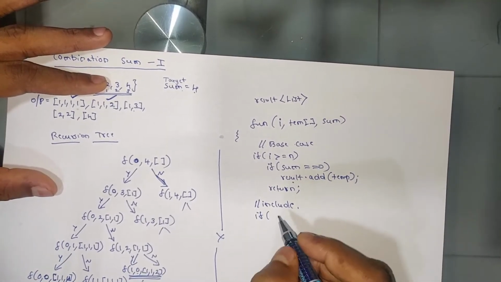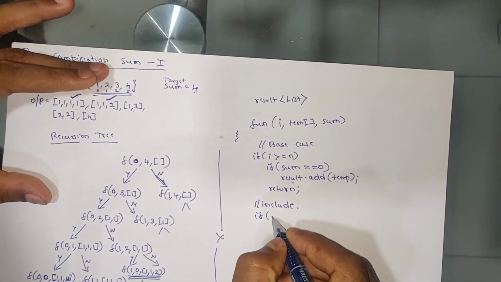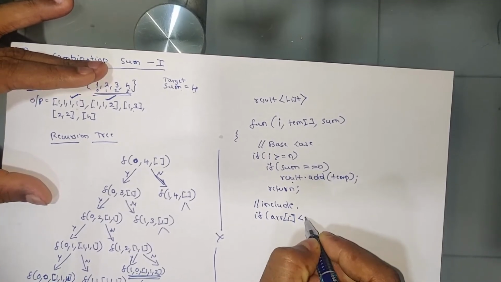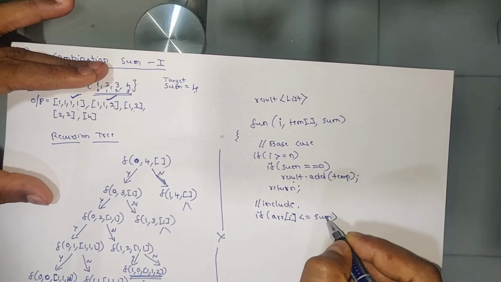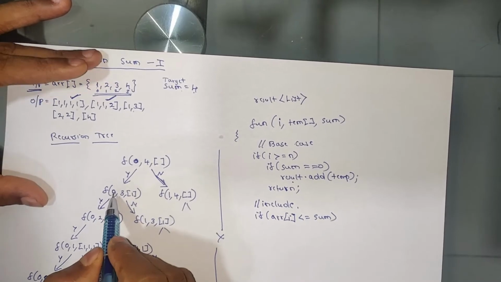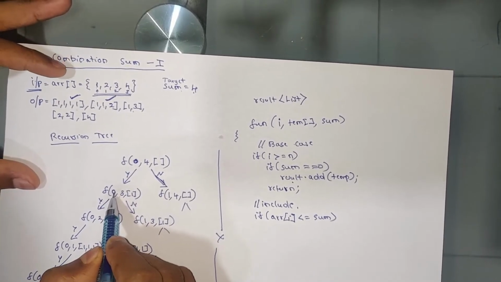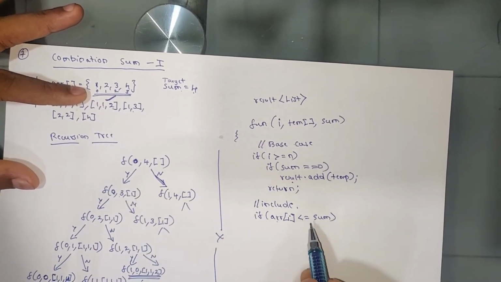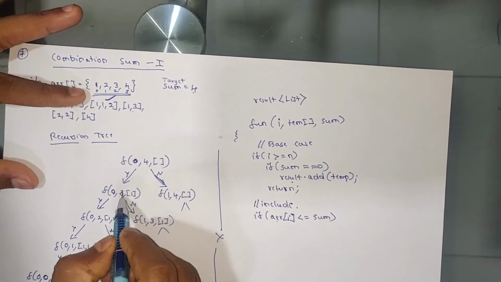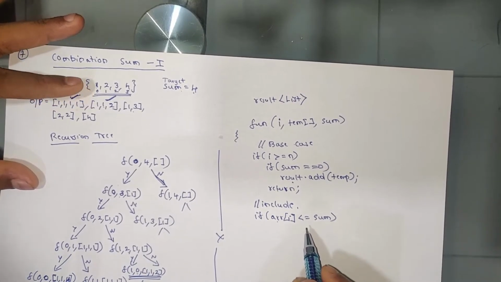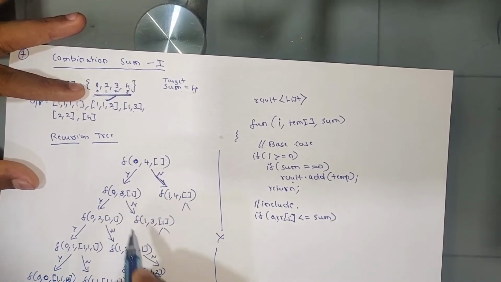I will say, if and only if my array of I is smaller than or equal to the sum. For example, at my zero index we have 1, so array of I is 1 and it is smaller than or equal to sum, which is 3. Is 1 smaller than 3? That is what I am checking. In that case I have to do the further recursion, otherwise I have to stop, right? Here is the scenario for stopping.